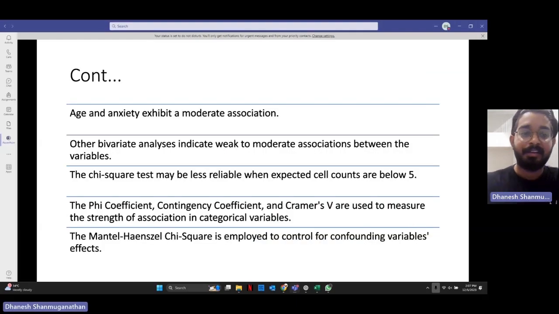We can deduce that age and anxiety exhibit a moderate association. Apart from that, other bivariate analyses indicate weak to moderate association between the variables. The chi-square test may be less reliable when expected cell counts are below 5. The phi coefficient, contingency coefficient, and Cramer's V are used to measure the strength of association in categorical variables. The Mantel-Haenszel chi-square is employed to control the confounding variables' effect.